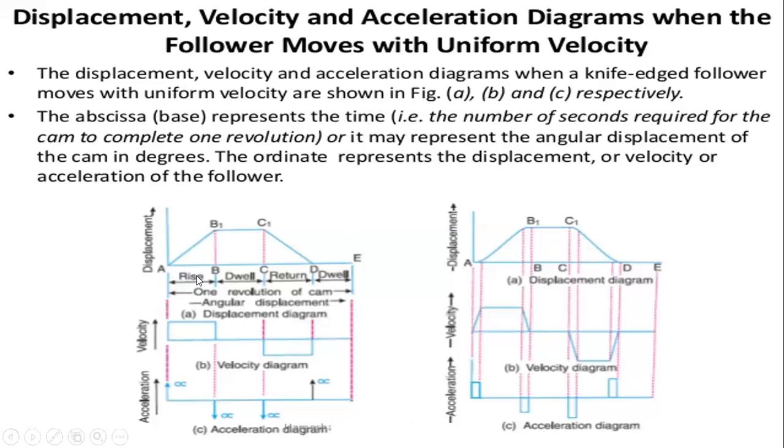In this diagram you can see the rise, that is the outward stroke, which is a straight line, and then the dwell period, which is a horizontal straight line. Then we have the return, which is slanted, connecting the horizontal and vertical points, and the last portion is the dwell period. These are the different portions which we have to see in the problem.